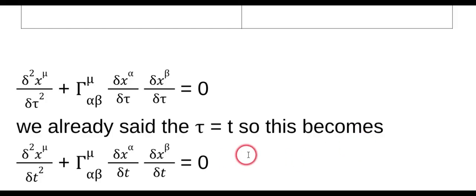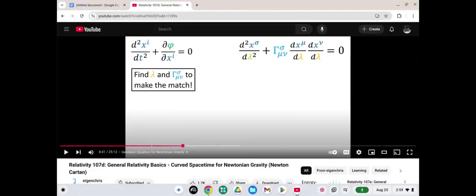Now for the next section of this, I'm going to hand you over to Chris, who does the best job I've seen. I've been reading this all day on different places, different books. So rather than me reinvent the wheel, I'm going to hand you over to him. Okay, here we go. This is Chris, his general relativity playlist, Relativity 107D.